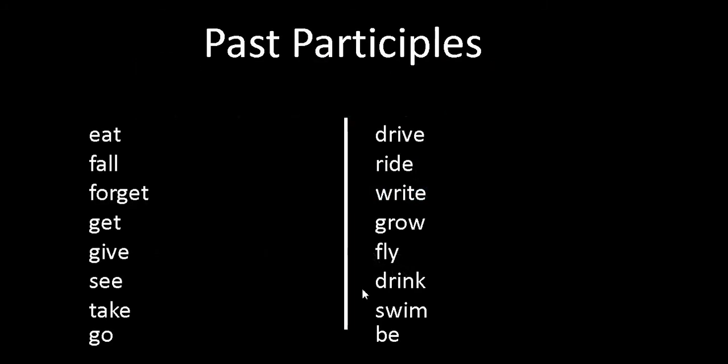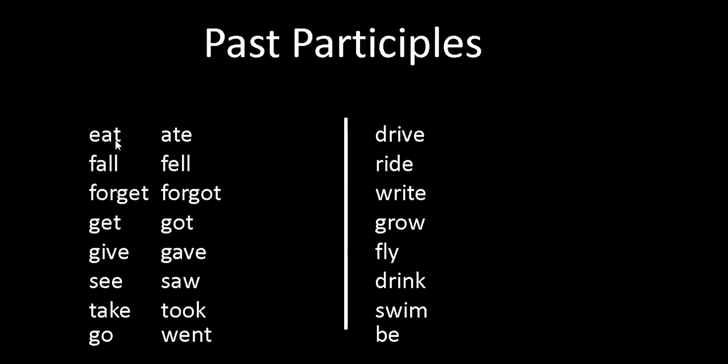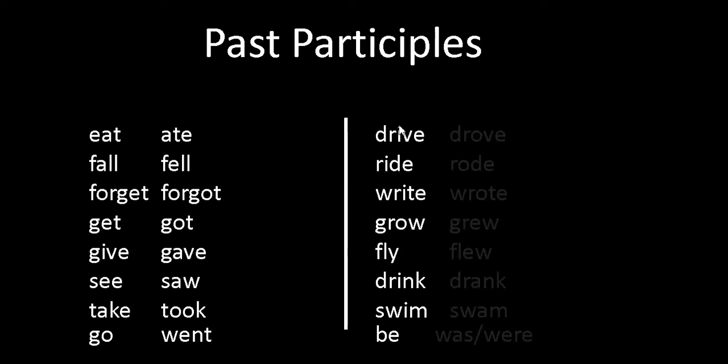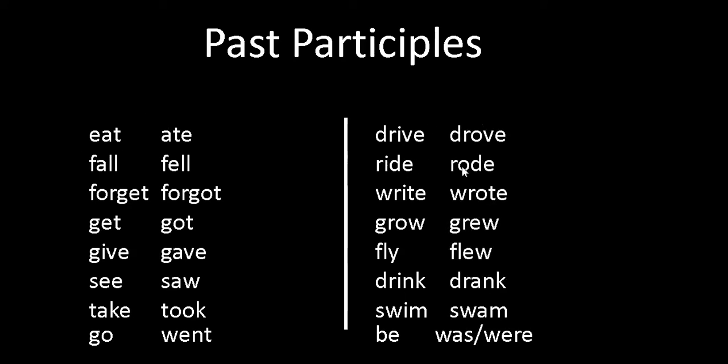Here we go. All right, have a look at these verbs here. I hope you'll notice that there's something special about these verbs, and that is that they are all irregular. And what that means is that you cannot add ed to the end of the verb to change it to the past. You just have to remember the special past form. So, what is the past form? Eat, ate, fall, fell, and so on. And on this side, drive, drove, ride, rode, and so on. You've already learned those. I hope you remember them all.